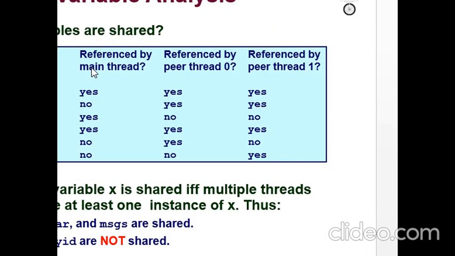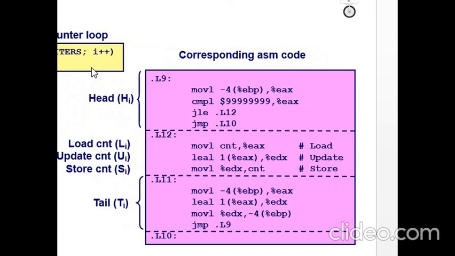Next, shared variable analysis. A variable x is shared if multiple threads reference at least one instance of x. Thus x and message are shared. The code for counter.